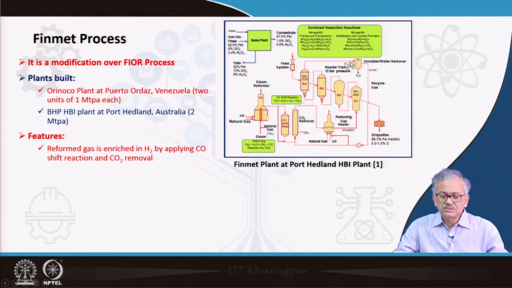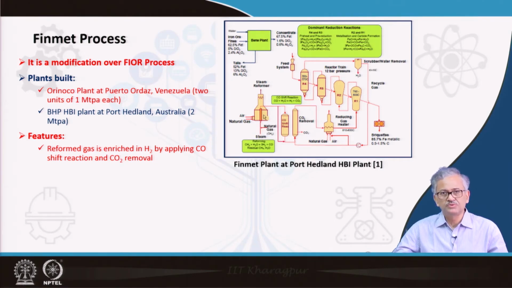So features, if you see, the reformed gas is enriched in hydrogen by applying the CO shift reaction and the CO2 removal. First of all, if you want to see this process, let us look at this process schematic. First, this is the natural gas and air. Basically here you give, and some natural gas you have to burn to supply the heat for the reformer. That's why here natural gas is burned with air, and natural gas is supplied here basically to burn and heat the reformer.